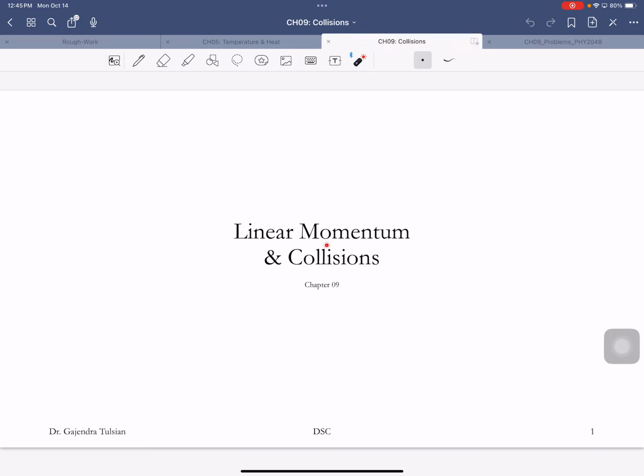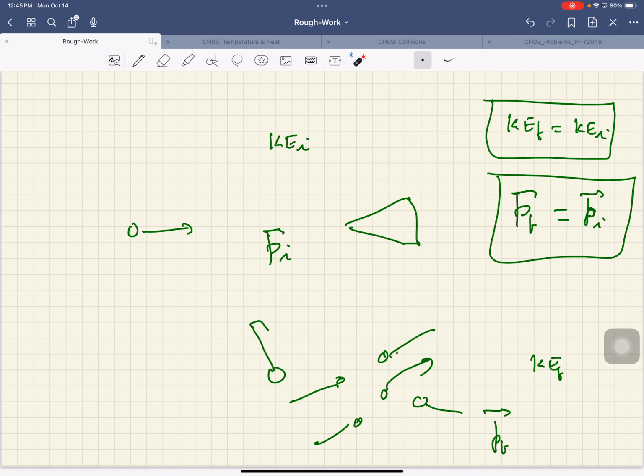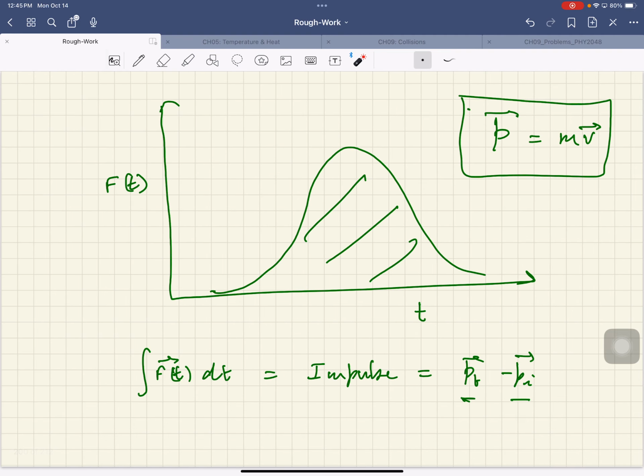So linear momentum, and now you see why we'll be talking about collisions. You'll learn that in collisions, momentum will be conserved. All right, so linear momentum, collisions, and impulse. This word impulse is that guy. When we look at forces that vary with time, the area under this curve, that's called impulse. This area is called an impulse. And the impulse acting on an object changes its momentum.